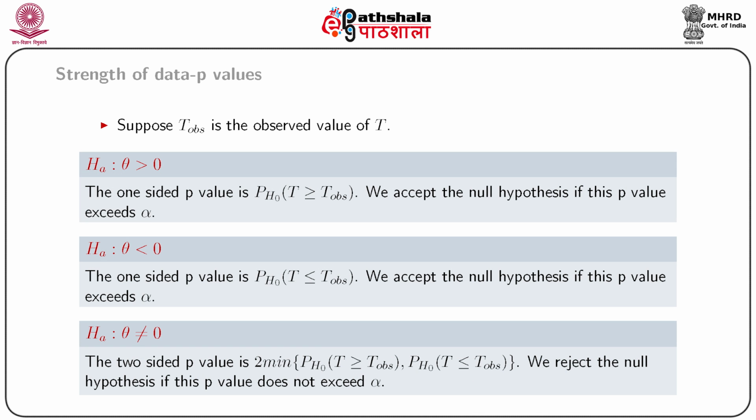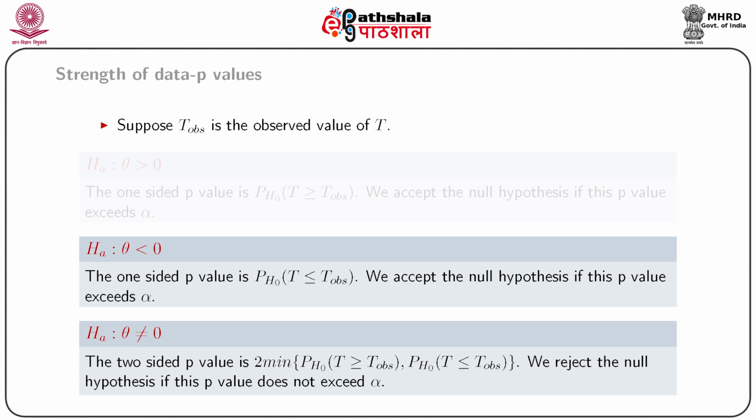Suppose now we want to know the strength of an observed value t obs of capital T in supporting the null hypothesis. The strength is naturally measured by the corresponding p-value. Suppose the alternative is theta greater than 0. Then the one-sided p-value is the probability of T greater than or equal to t observed, evaluated under the null hypothesis. We accept the null hypothesis if this p-value exceeds alpha.